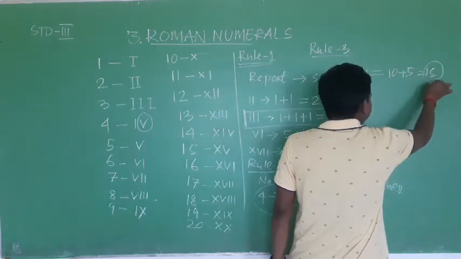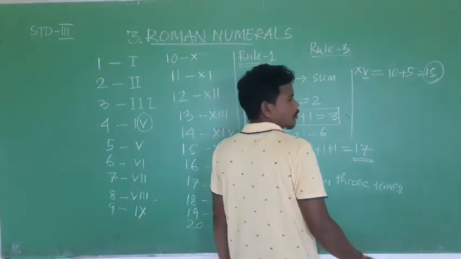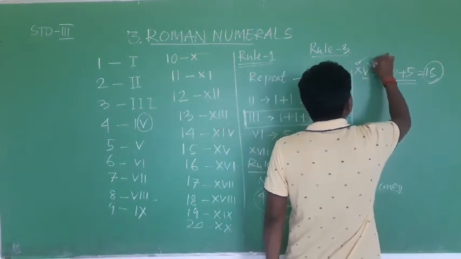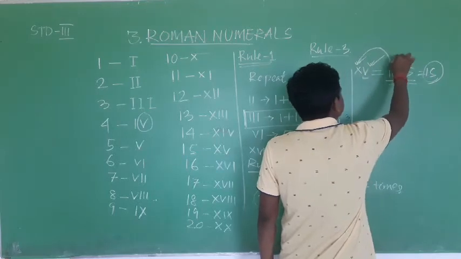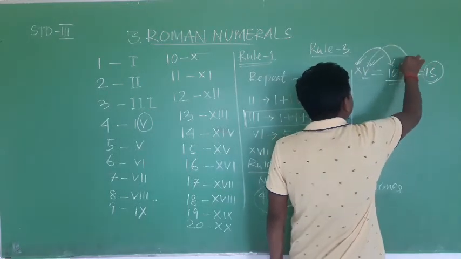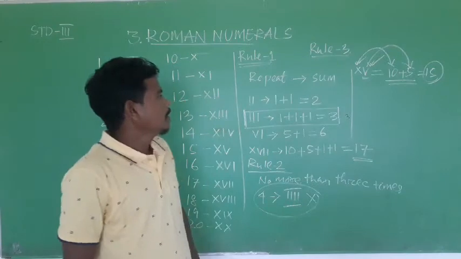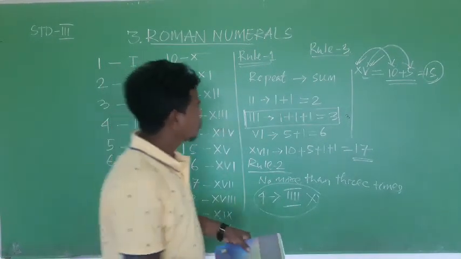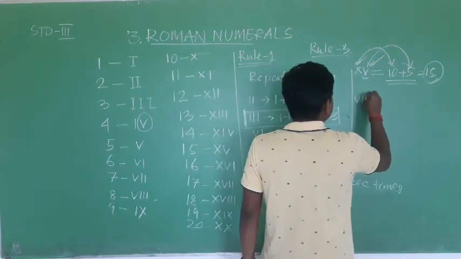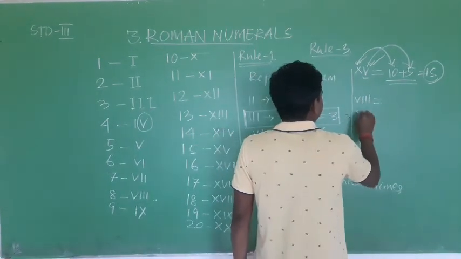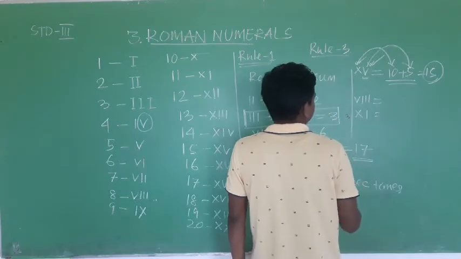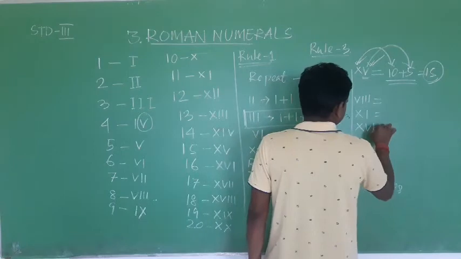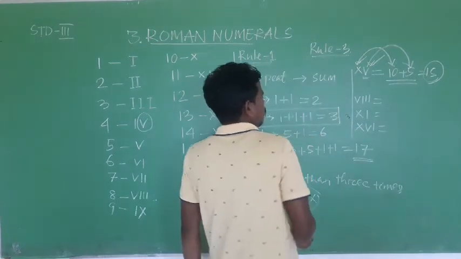This is the resulting numeral. 15 we got by adding X and V. X represents 10 and V represents 5. Right? Next we can say, suppose there are many more: VIII, XI, and XVI, etc.